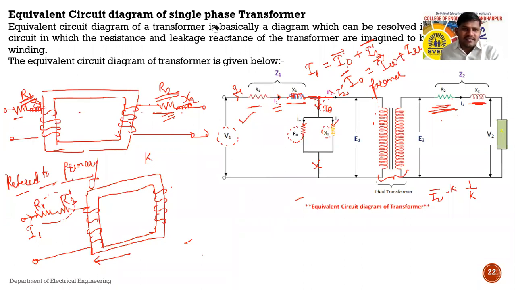Just check it. See, suppose there is a secondary resistance R2, and here R2 is not there, only the R1 resistance on the primary side. I want to shift referred to secondary. I am drawing an equivalent circuit referred to secondary. What is meant by referred to secondary?